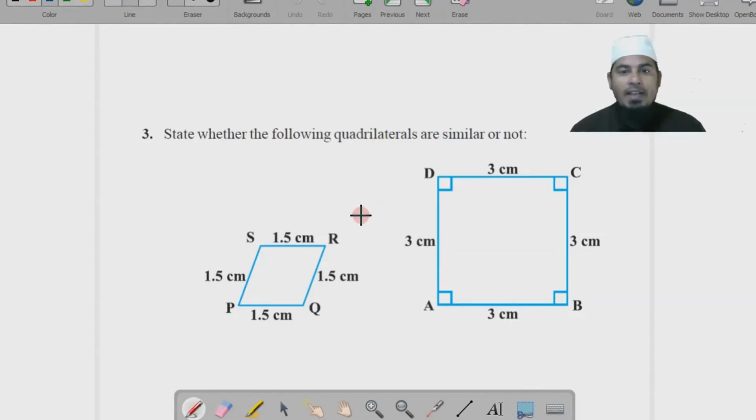Now keenly observe and state whether the following quadrilaterals are similar or not. This is a continuation of this exercise problem. These two quadrilaterals are not similar. Why? Because the sides are in the same ratio, good, but the angles are different.